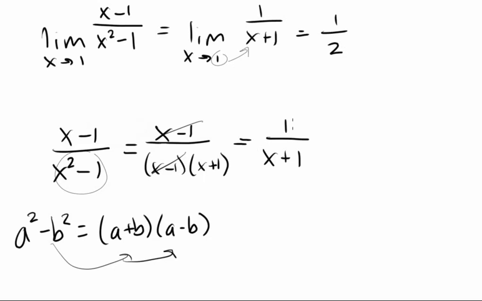Now, this does not mean that this function and this function are equal to each other, because technically they're not. If you were to graph each of these functions, you would get very similar graphs, but they would actually be different. The shape is going to be exactly the same, but the main difference is that there will be a hole where x equals 1. And so that's why the limit exists, but the function does not exist there.